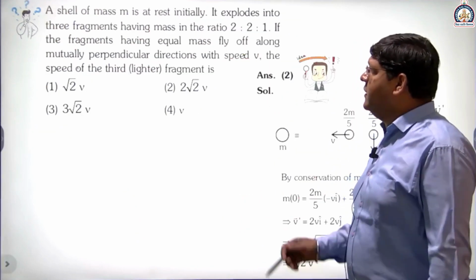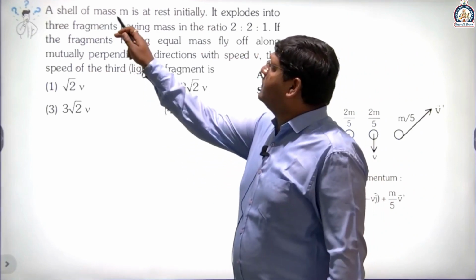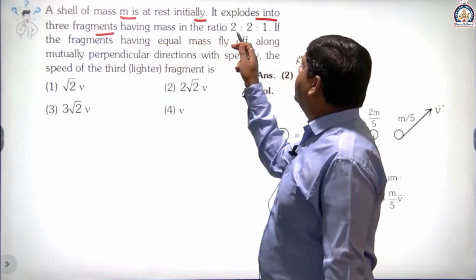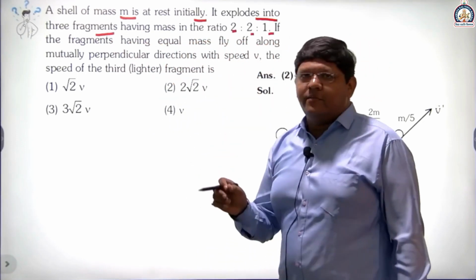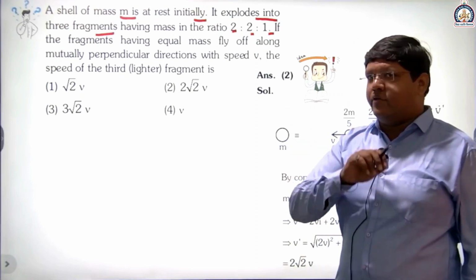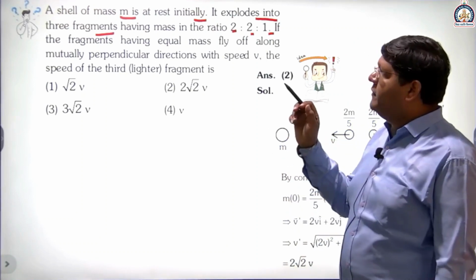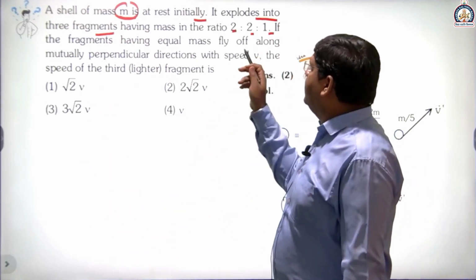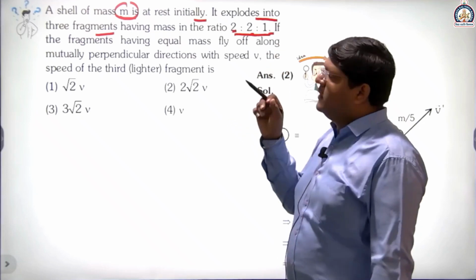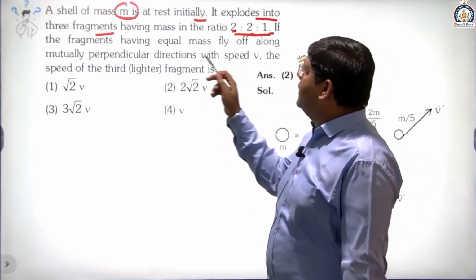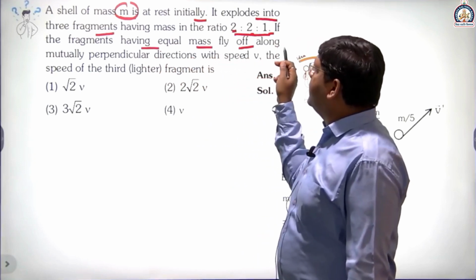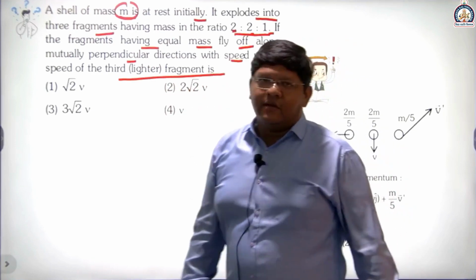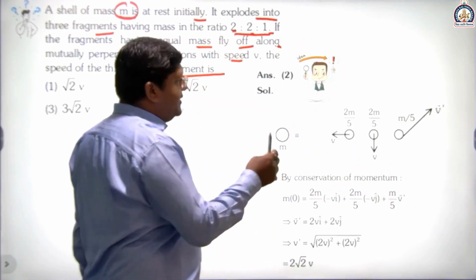Moving to the next part, the next question is: a shell of mass small m is at rest initially. It explodes into 3 fragments having mass in the ratio of 2 is to 2 is to 1. Similar types of questions have been asked in the JEE examination also. If the fragments of equal mass fly off along mutually perpendicular directions with a speed v, the speed of the lighter fragment is. The question can be simply understood by this type of diagram.